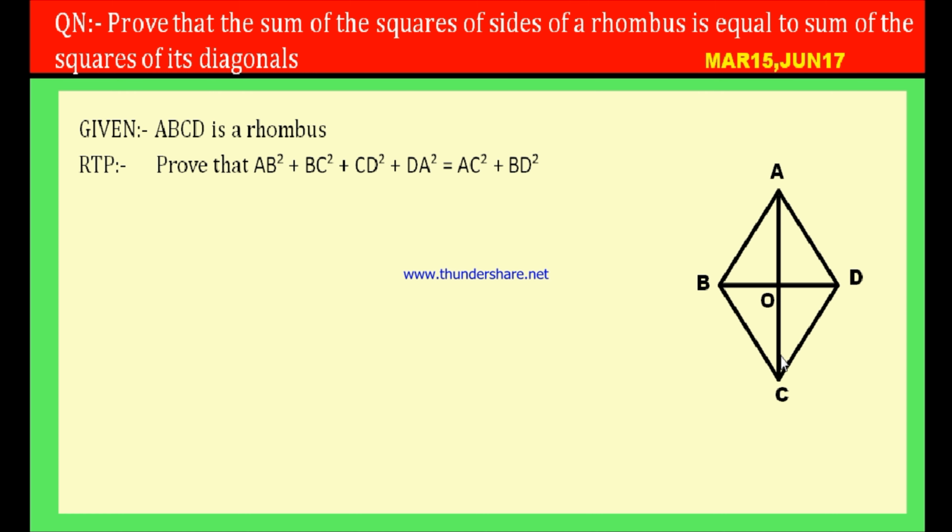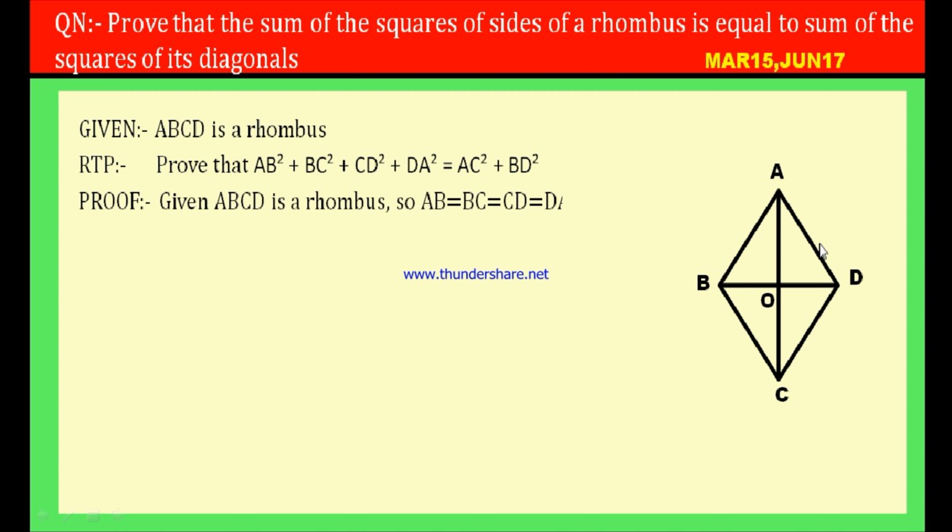One diagonal is AC and the second diagonal is BD. Sum of the squares means AC square plus BD square. Therefore, the RTP is AB square plus BC square plus CD square plus DA square is equal to AC square plus BD square. Now, in order to prove this, here is the proof.